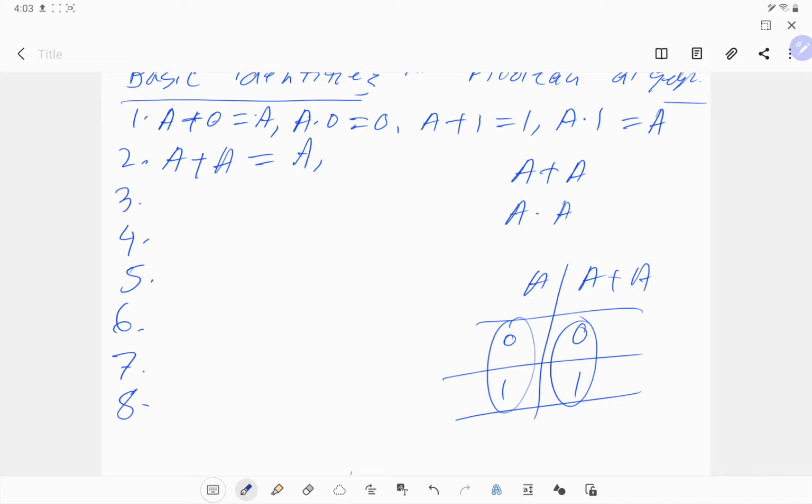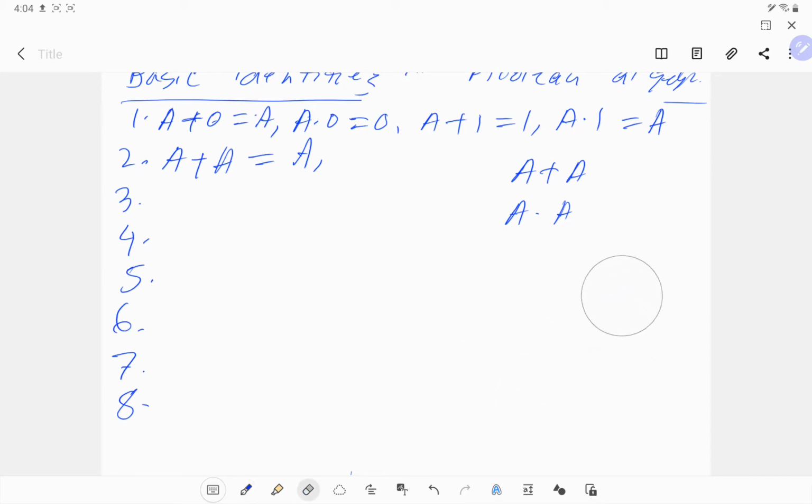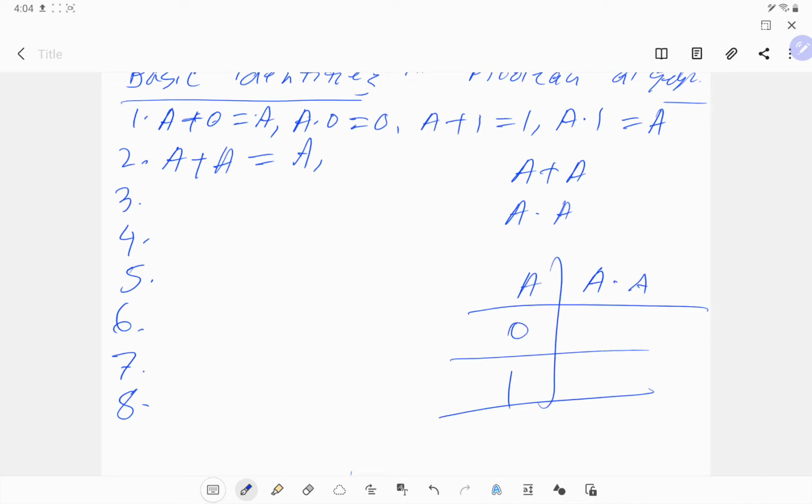The second thing is what is A times A. Now if we have A and A times A, then what do we do? 0, 1. 0 times 0 equals 0. 1 times 1 equals 1. So we conclude that A times A is also A.